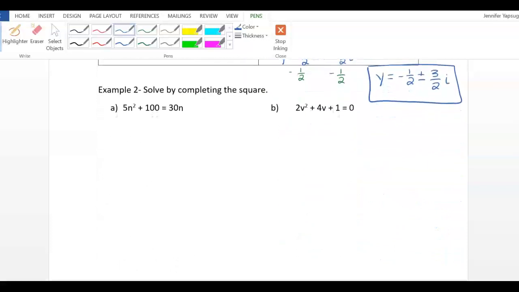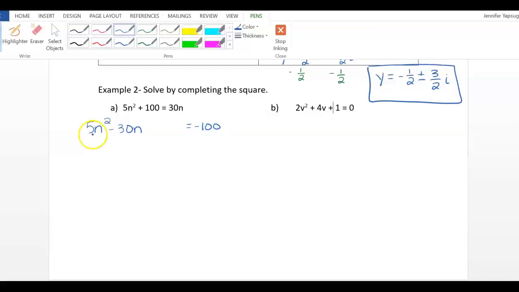Great, so let's take a look at example 2A. So we're going to start off again by rewriting this so that our variables are on one side and our constant is on the other side. So that means that I'm going to take this 30n and I need to bring it to the left, and this 100 I need to bring to the right. So this becomes 5n squared minus 30n. I'm going to leave a space, equals negative 100.